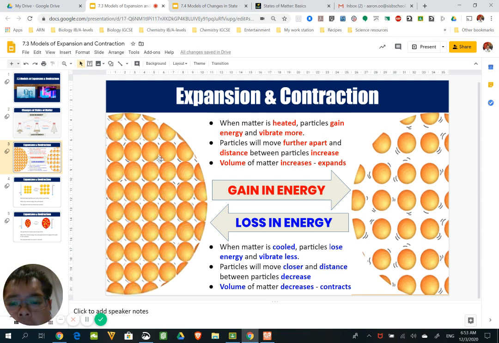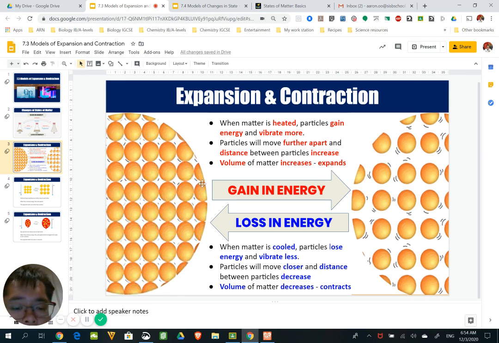So if I'm going to gain energy, and I know that my particles are vibrating at the same spot, what do you think is going to happen if it receives energy? Yep, if you have guessed it correctly, it will definitely absorb that energy. It will gain the energy. And as soon as the particle gains the energy, it vibrates a little bit more. Yeah. And the particles will move further apart. That's the fact. They will move further apart. And you notice that the distance will increase between particles.